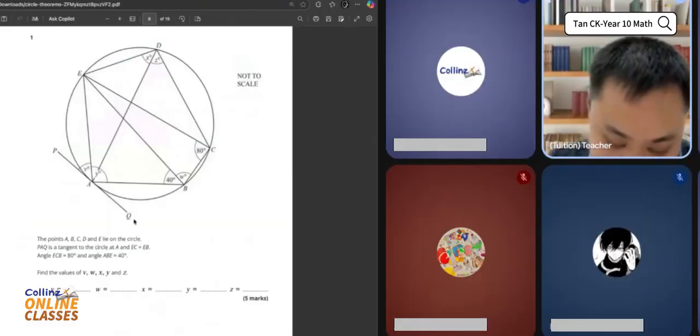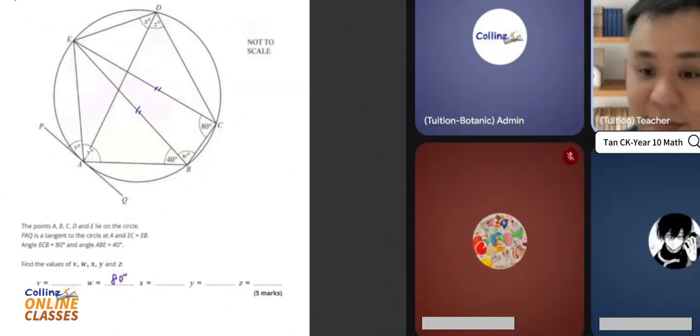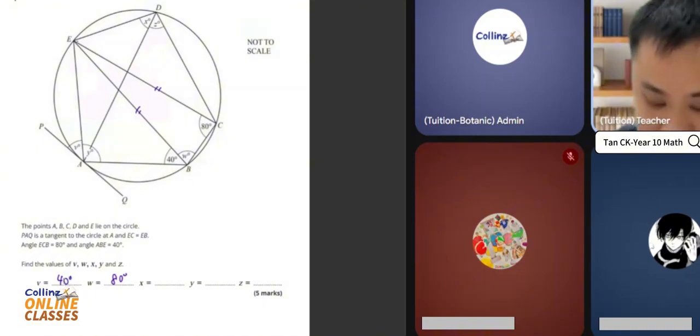This line here is a tangent. So circle at A. And EC goes to EB. So EC is here. EB. Okay, B is 40. That's good. X is 40. X, let me see. Yeah, X is also 40.